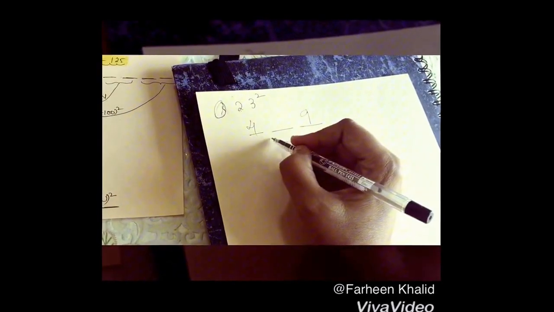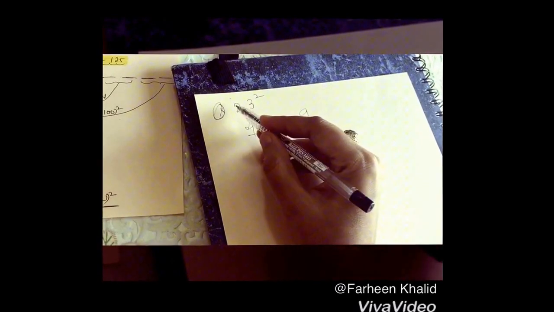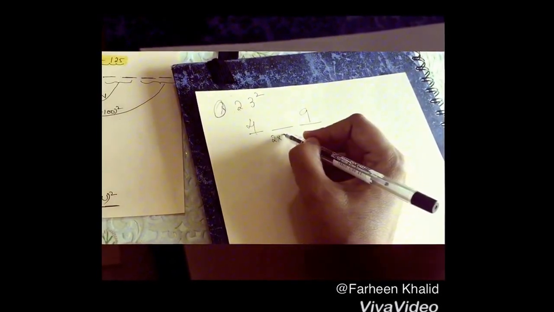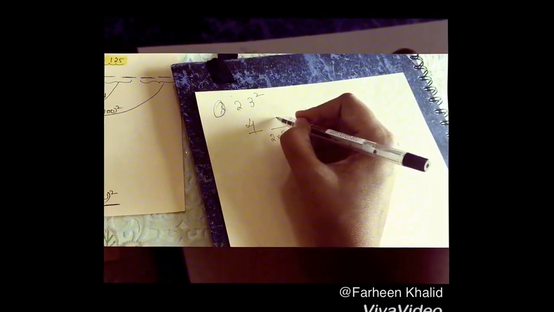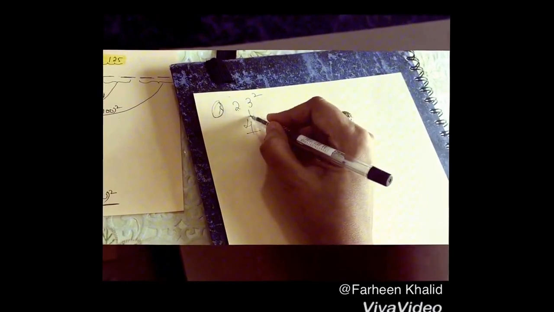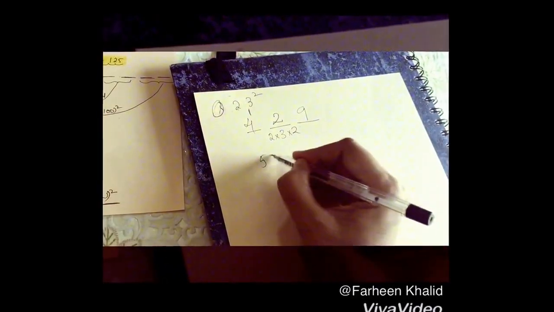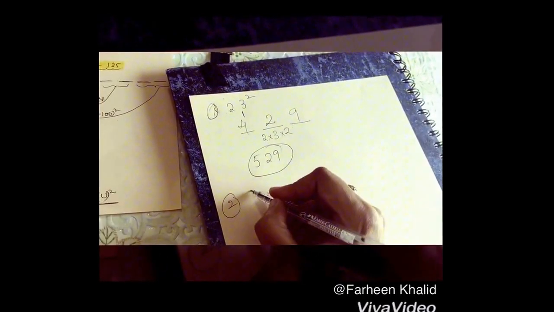Now the next part we have to do here is 2 times 2 times 3. So 2 times 3 times 2. 2 threes are 6, 6 twos are 12. So 12 is supposed to be the thing here. So we put the 2 here and we carry the 1, which makes it 529. That's our answer. Now let's take another example.